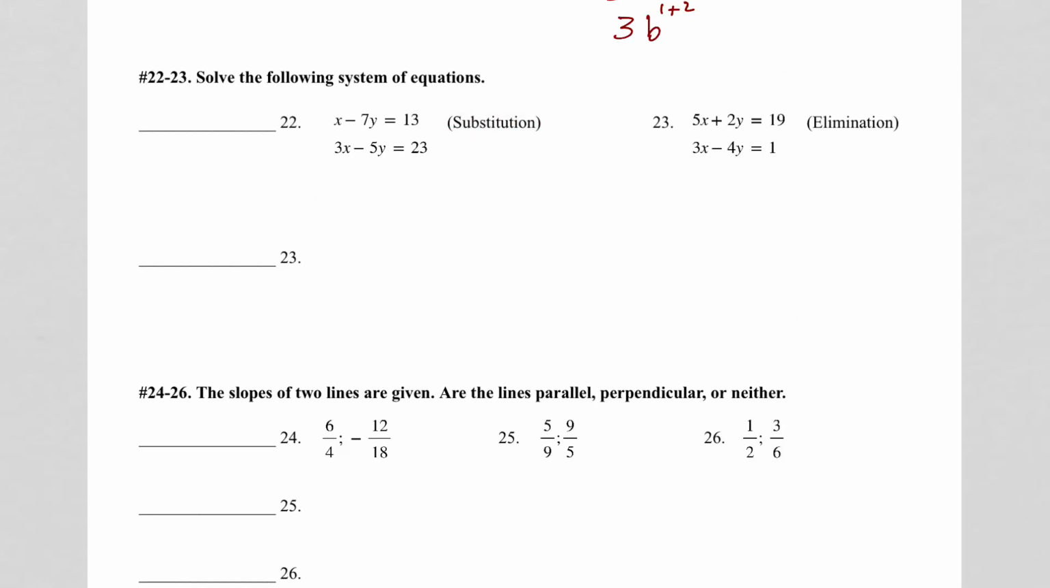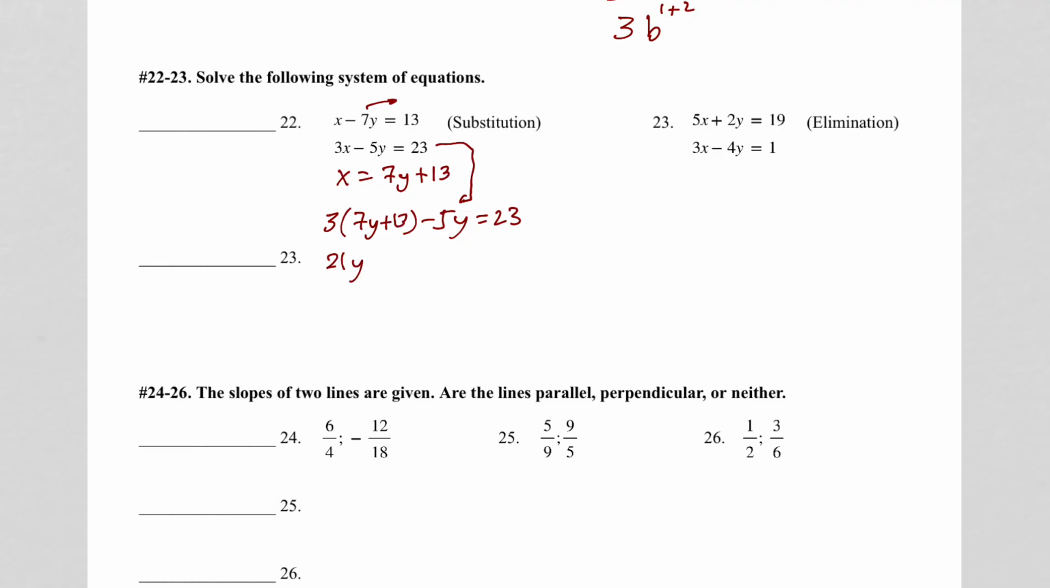To solve by substitution, one of the variables has to be solved. So I'm going to solve for x by moving this over. And I'll have x is equal to 7y plus 13. And then I'm going to take that and plug it into the other equation. So I have 3x minus 5y is equal to 23. And x is 7y plus 13.